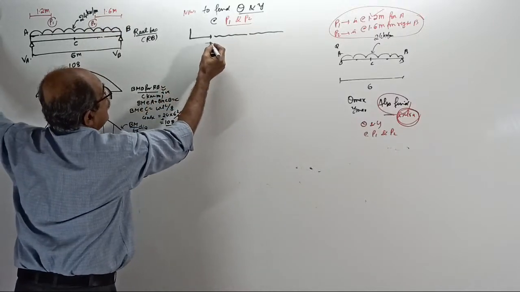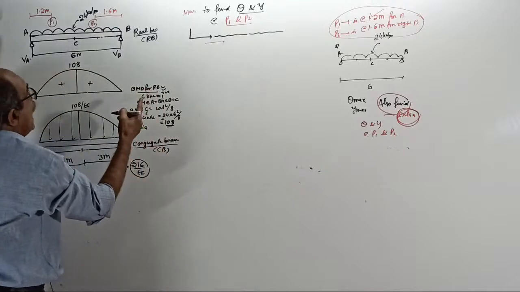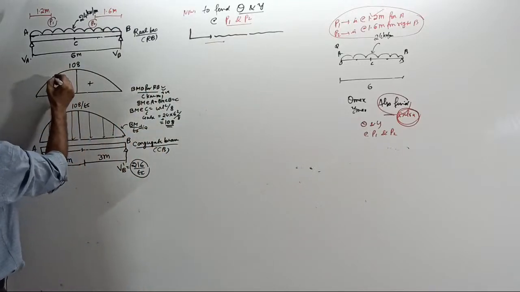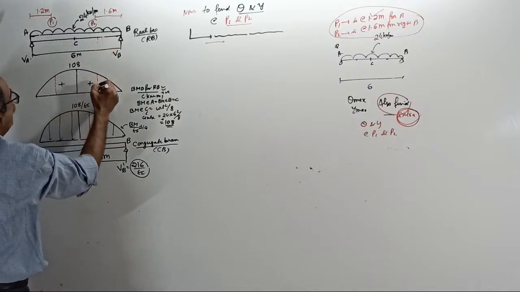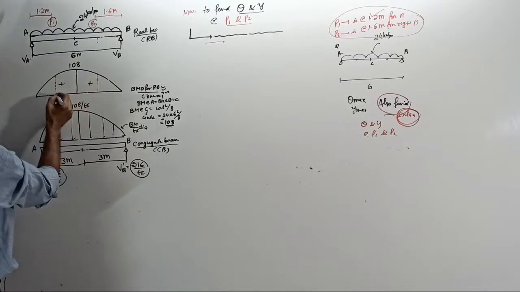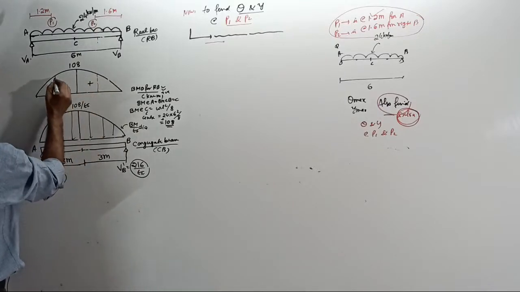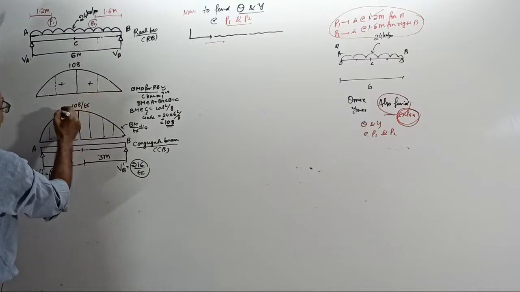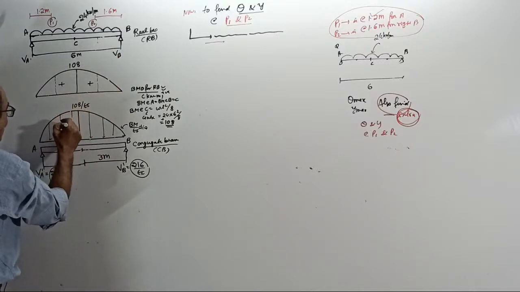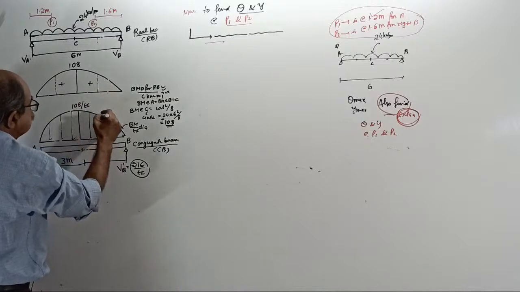Then come down and mark the BM ordinate there. There is a BM ordinate here. There is a BM ordinate here. Okay, that ordinate, how much, is not required for you. This is the BM at P1, BM at P2. Further come down. In the conjugate beam also mark those points.